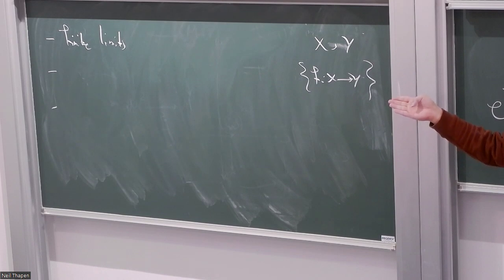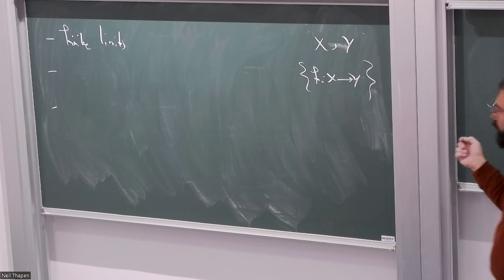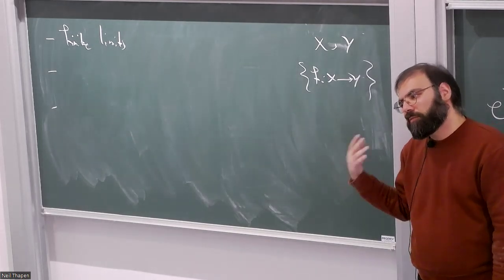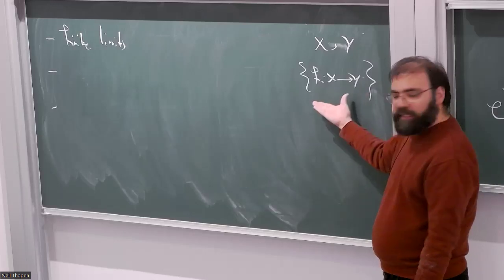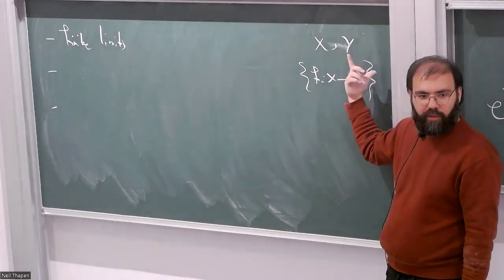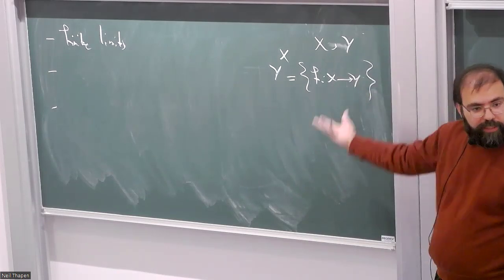Any idea? That's a bit of a weird one, but not that much. It should be universal in some sense. It should be the best with some property. Okay, let's make it easier. First, this set, whatever it is, should have some relation with x and y. Let's call this y to the x. What is the relationship between these things?